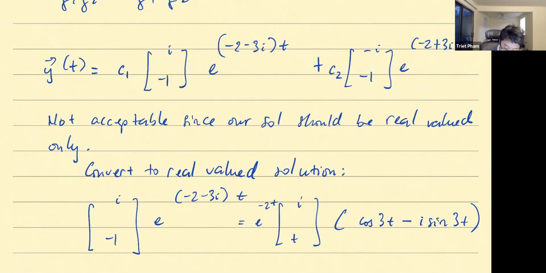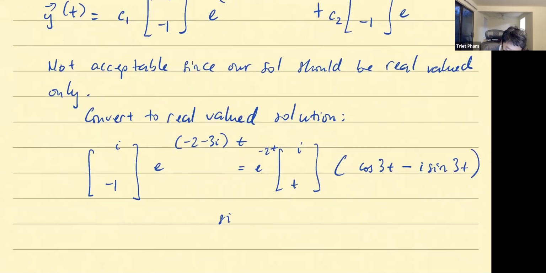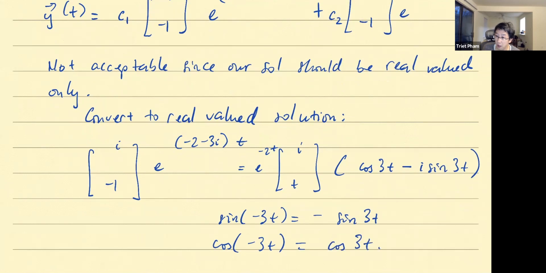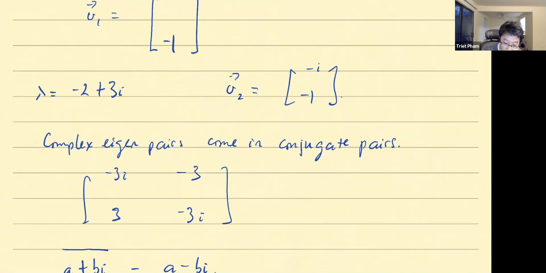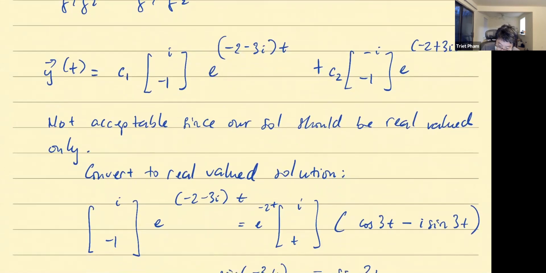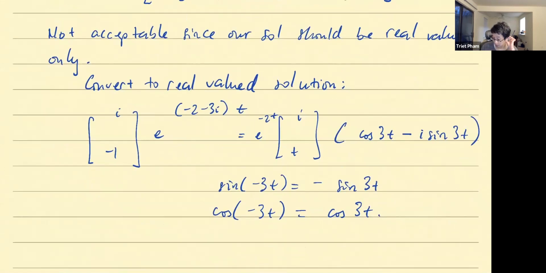Is that okay? The minus here comes from the fact that sine of minus 3t is minus sine of 3t, and cosine of minus 3t is cosine of 3t. If you want to avoid this kind of confusion, you can always pick the one with a plus, like this one. But of course, then you have to pick the right eigenvector, okay? Anyway, emphasis on this being minus. Then this is the Euler formula.